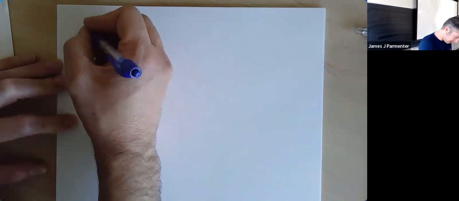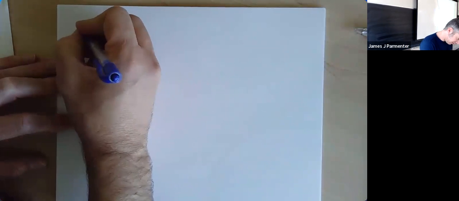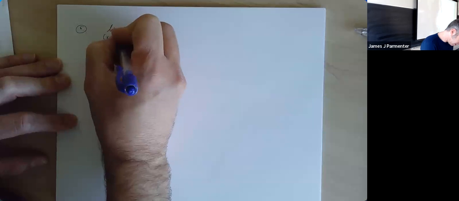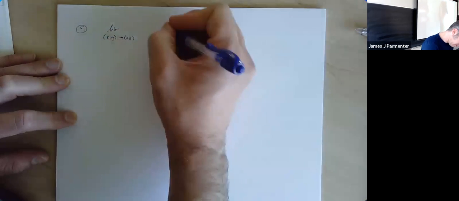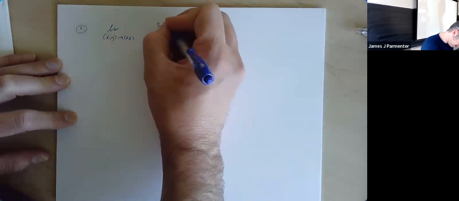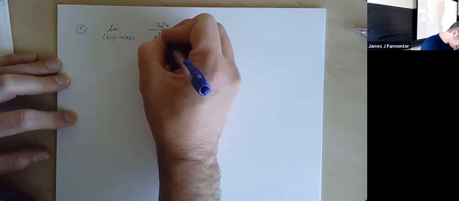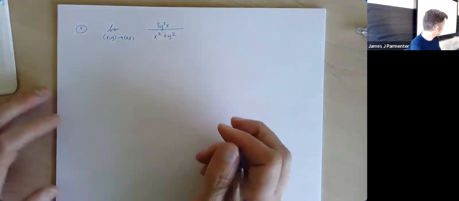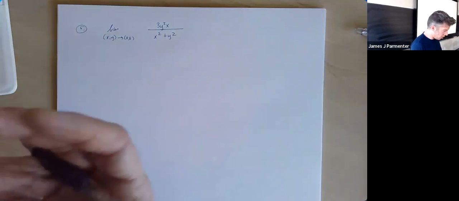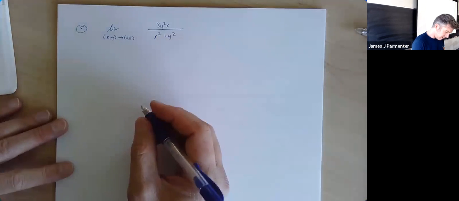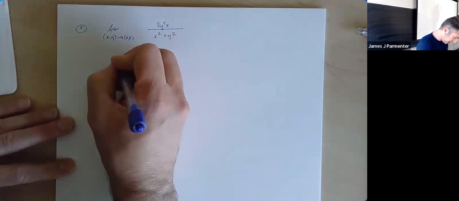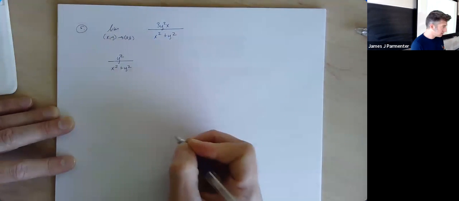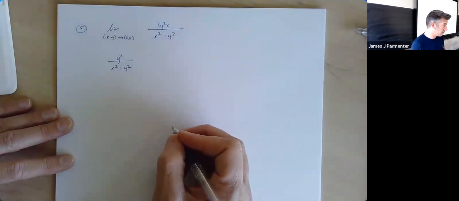Let's look at the same one, but from a slightly different context. We have the limit as x y goes to 0, 0 of the same thing, 3y squared x over x squared plus y squared. We can observe that y squared divided by x squared plus y squared is certainly non-negative.